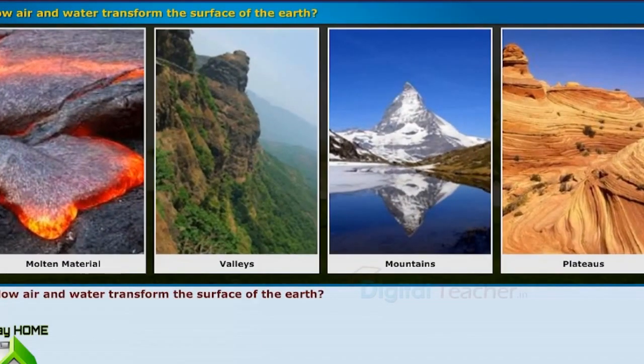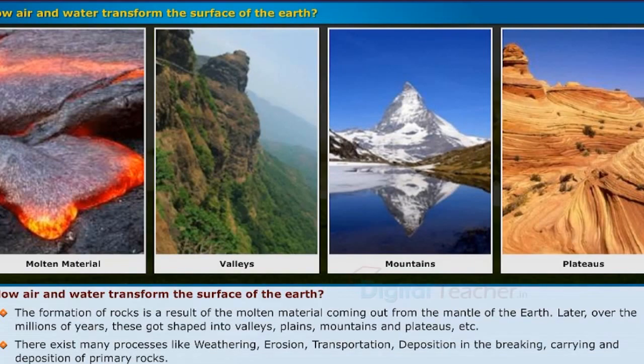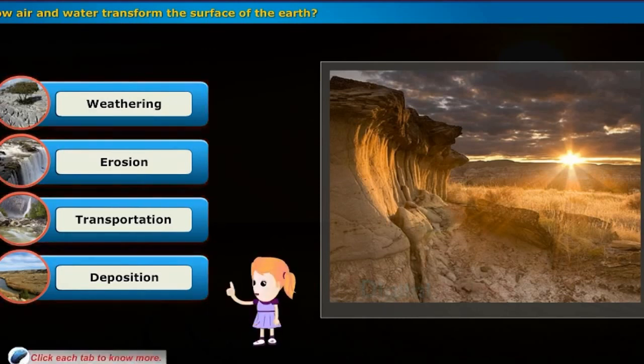Now, let us look at how air and water transform the surface of the earth. The formation of rocks is a result of molten material coming out from the mantle of the earth. Later, over millions of years, these got shaped into valleys, plains, mountains, and plateaus, etc. There exist many processes like weathering, erosion, transportation, deposition in the breaking, carrying, and deposition of primary rocks. Click each tab to know more.